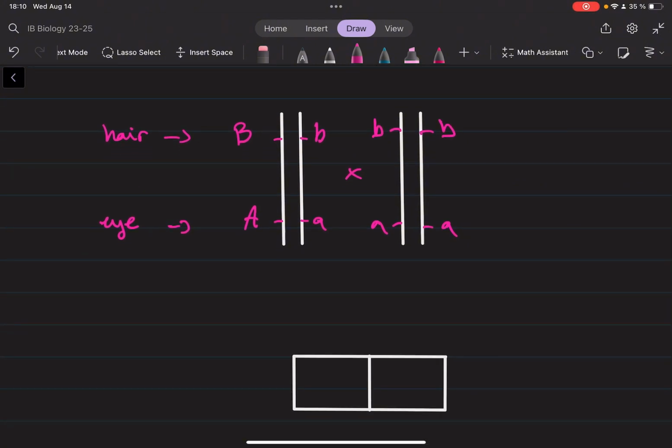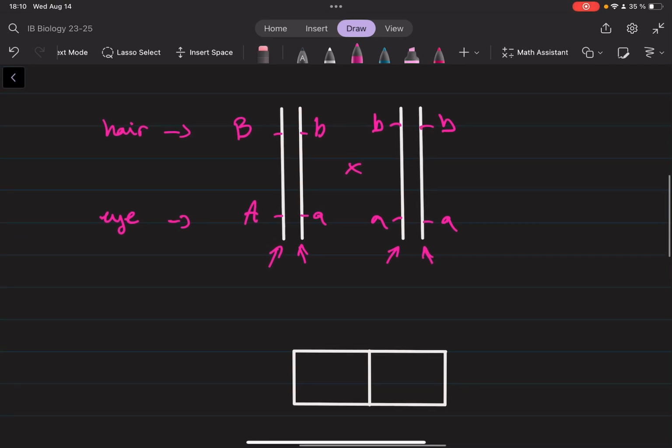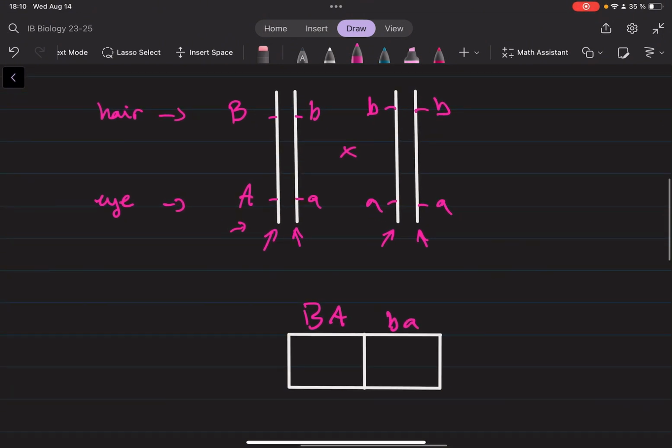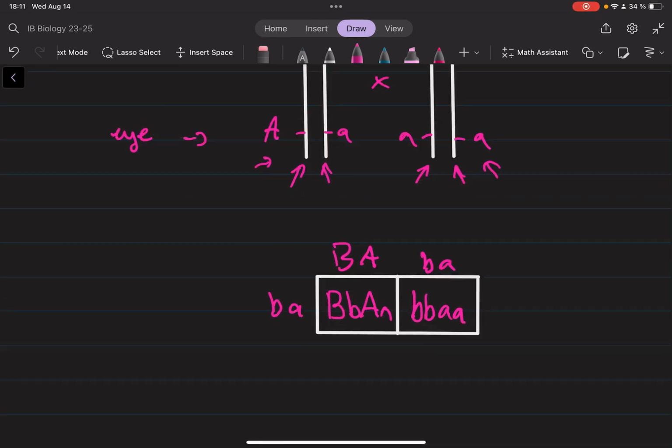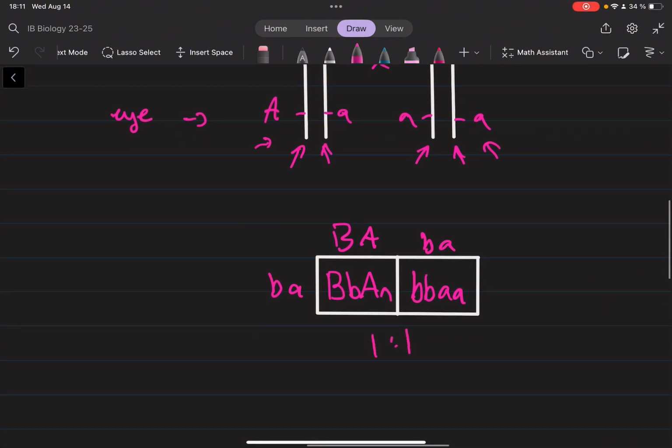Now the offspring can only inherit one of these chromosomes from each parent. So they can only inherit from this parent brown hair, brown eyes, or blonde hair, blue eyes. And from this parent, they can only inherit blonde hair and blue eyes. And so we fill this out, and in the end, we are left with a phenotypic ratio of 1:1. So this child can either have brown hair and brown eyes or blonde hair and blue eyes.